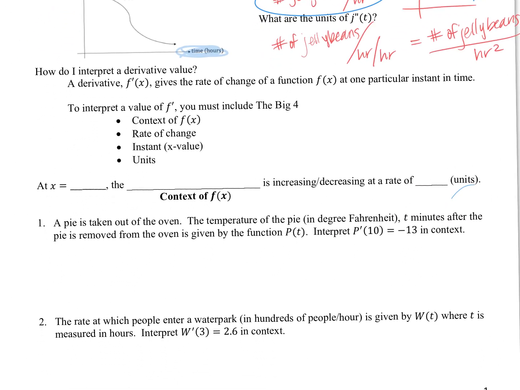You guys, AP loves us to interpret what's going on. And it says a derivative, f prime, gives us the rate of change of a function at a particular instant in time. So when they ask us to describe what this means, we need to make sure that we talk about what point we're talking about, when x is what, the context of the problem that they gave us. They want us to know if it's increasing or decreasing, and then at what rate with units. Whoa. So let's give an example.